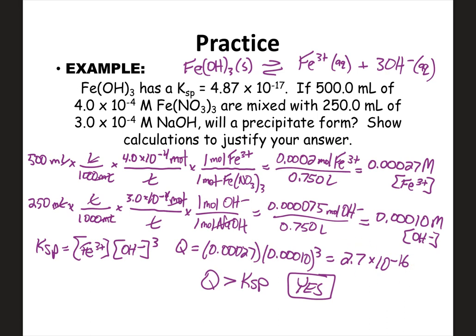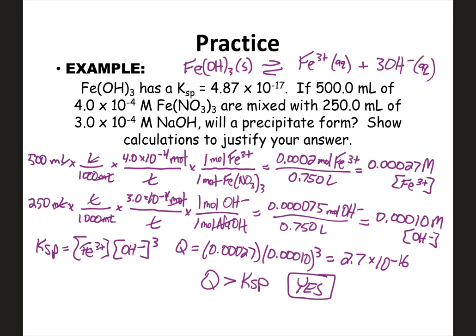So the first thing you need to do for this problem is realize the precipitate that we care about is the FeOH3. So the ions that are most important to us are the Fe3+ and the OH-. So what we need to do here is determine the number of moles of each of these ions in the various solutions first.